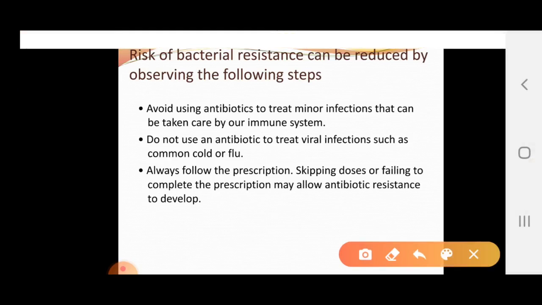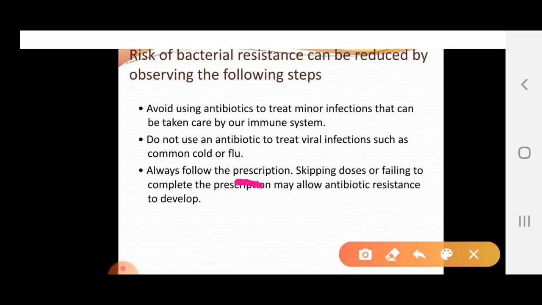The risk of bacterial resistance can be reduced by observing the following steps. What are the steps to be followed to avoid this bacterial resistance? Avoid using antibiotics to treat minor infections. Do not use an antibiotic to treat a viral infection. If you have a viral infection and take erythromycin, amoxicillin or ampicillin, it will not be effective for the common cold and flu.